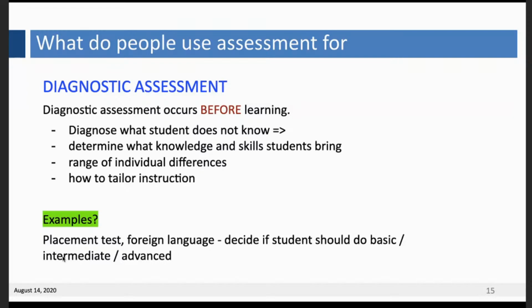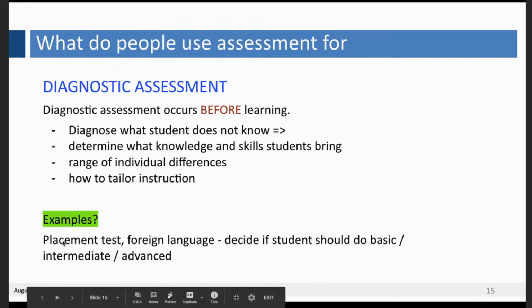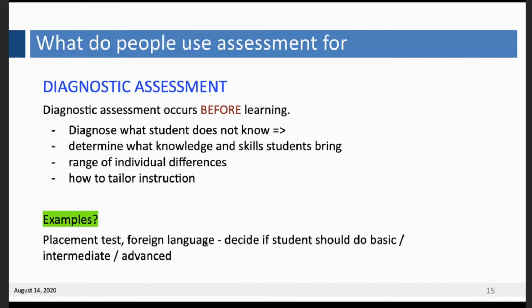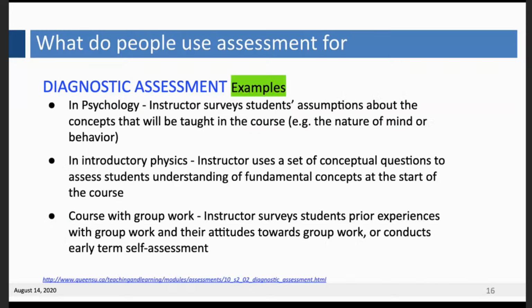Let me talk about a psychology example. Here the instructor can survey students' assumptions about the concepts that will be taught in the course, for example, nature of mind or behavior. These kinds of concepts are more open-ended. Students may or may not be aware of the technical definitions or the real meaning of it. So it is always better to know what prior knowledge they have. There are other examples.